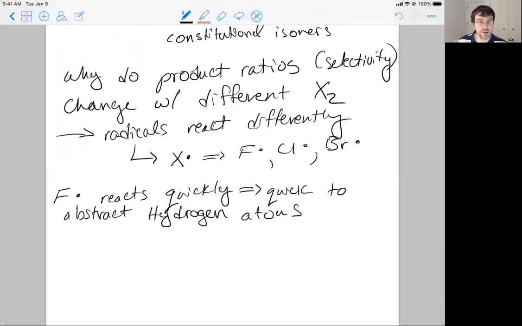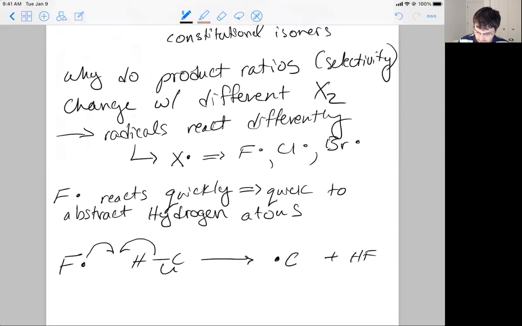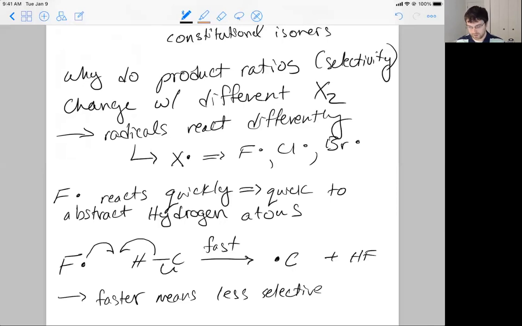And what this gets at is the first propagation step in the mechanism. We've got our X dot already formed, and we're going to react that with some carbon atom that has a hydrogen. If you recall, we let the halogen steal the hydrogen to form a carbon radical plus, in this case, HF. This is a very fast reaction. Now, there's a general trend that we see in chemistry: faster means less selective. And so, if we're less selective, we will get a statistical ratio of product.